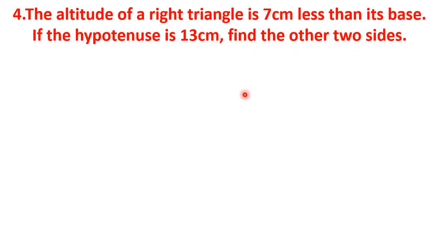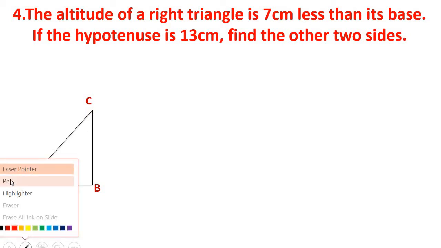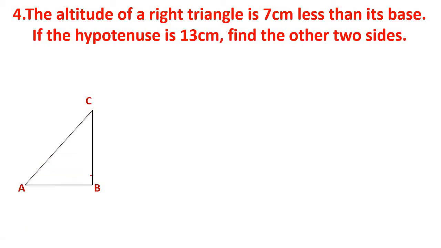Let us draw the triangle. In this triangle ABC, ABC is a right angle triangle in which angle B is equal to 90 degrees. Now in this right angle triangle, this is the altitude. This altitude is 7 cm less than its base.